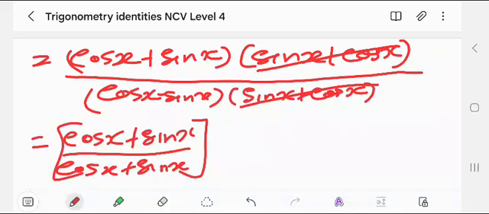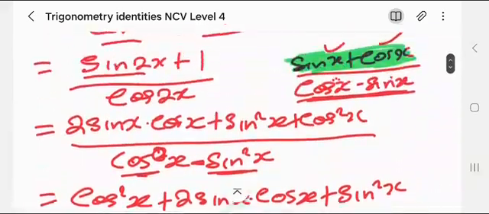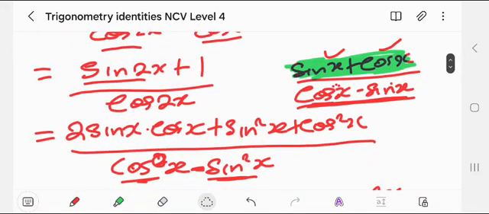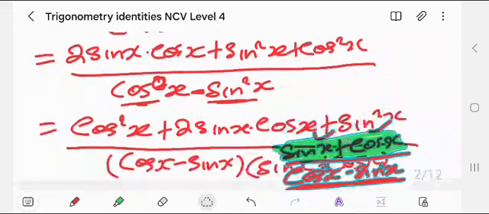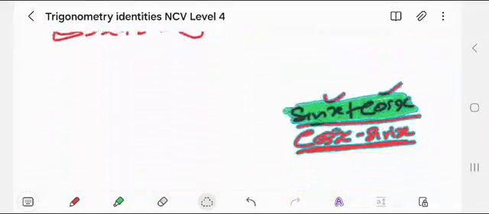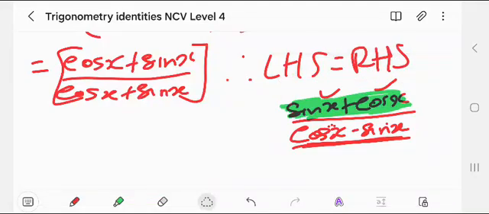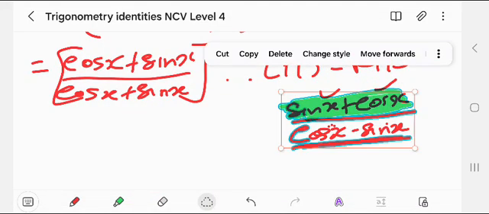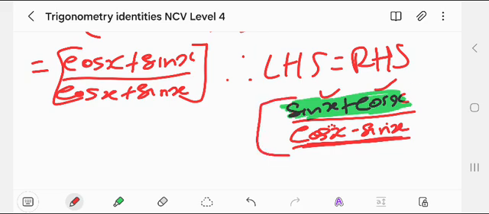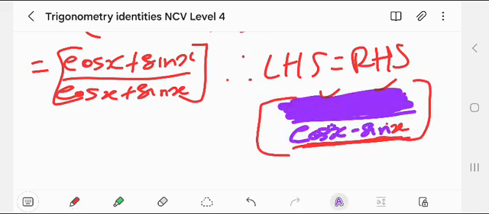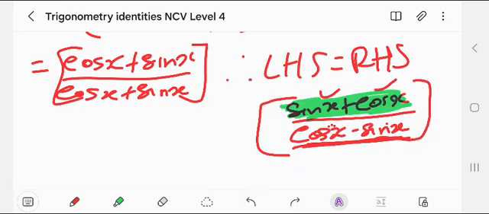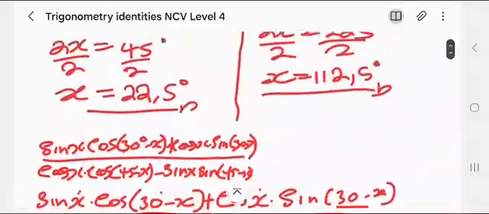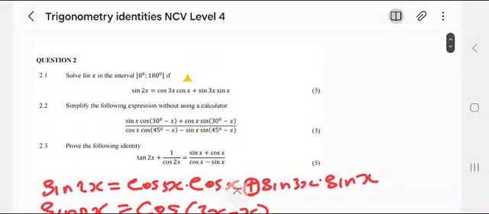So this is it, guys. We have proven, therefore left hand side is equal to the right hand side. As you can see, we were supposed to prove this. Now the left hand side is equal to the right hand side. As you can check, our right hand side is one and the same thing. So we are done, guys. Now what is left? Okay, we're done with this question.